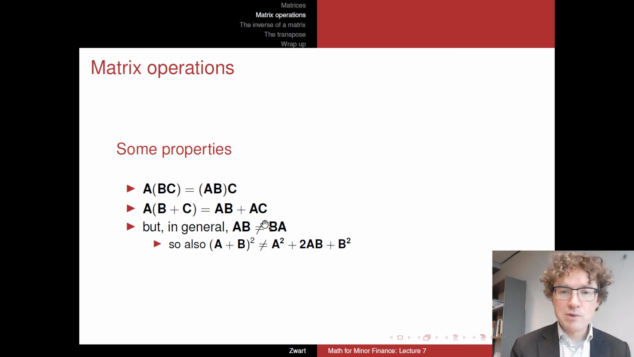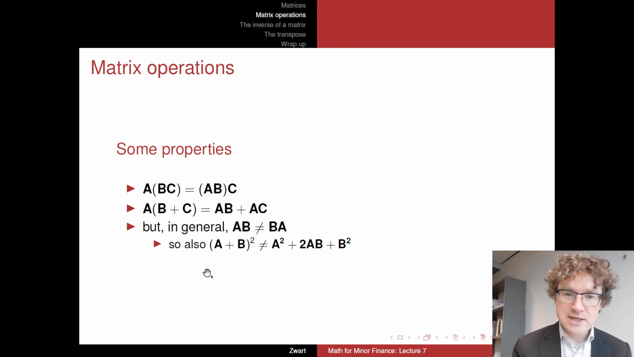So the final one we actually already encountered. We cannot, like normal numbers, just assume that we can interchange the order of multiplication. So A times B, if A and B are matrices, are not necessarily equal to B times A. And we have seen an example of that actually a bit before in the previous video.